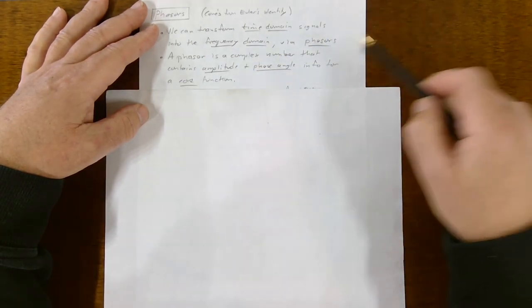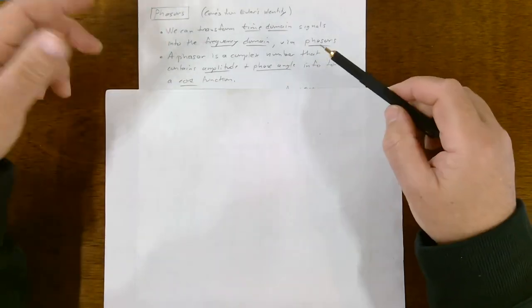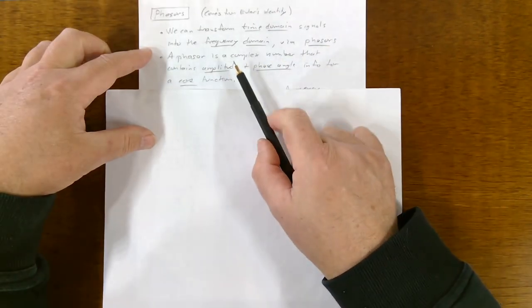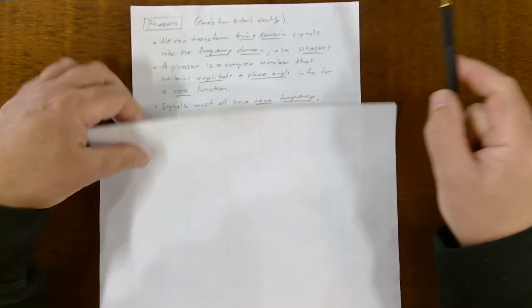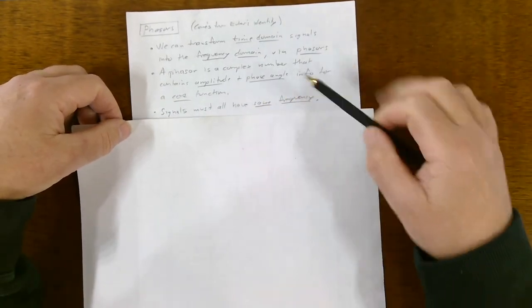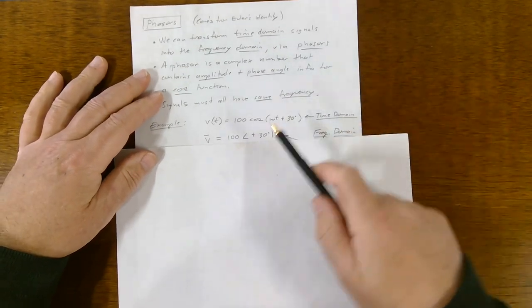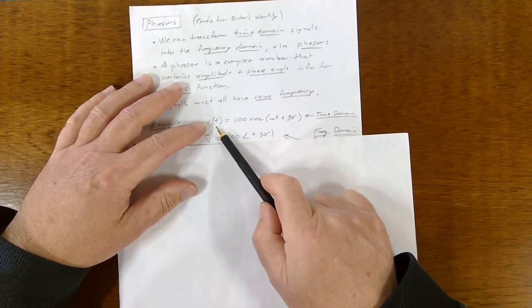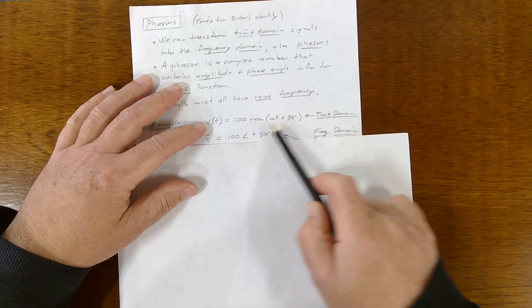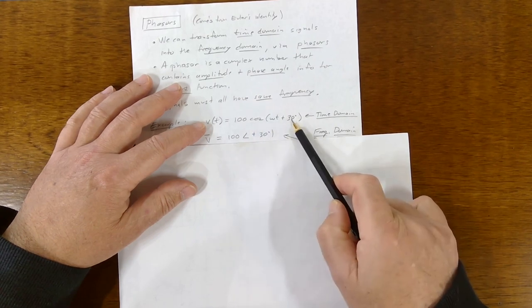We know that it's going to be a cosine function, and if we ever need to go back to time domain, we can. What we're mostly interested in is just the amplitude and the phase angle, because the signals all have the same frequency. So for example, here's the time domain signal. Voltage is a function of time. This has a peak value of 100, and it has a phase shift of 30 degrees.